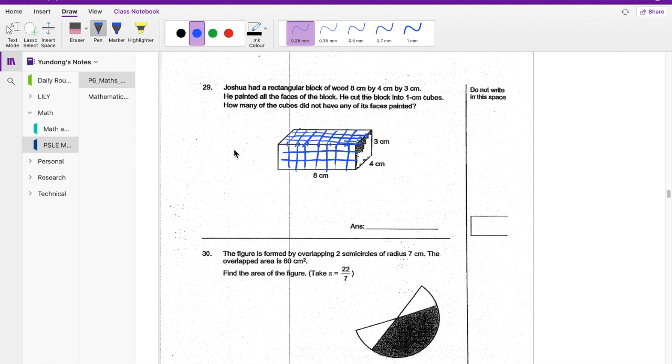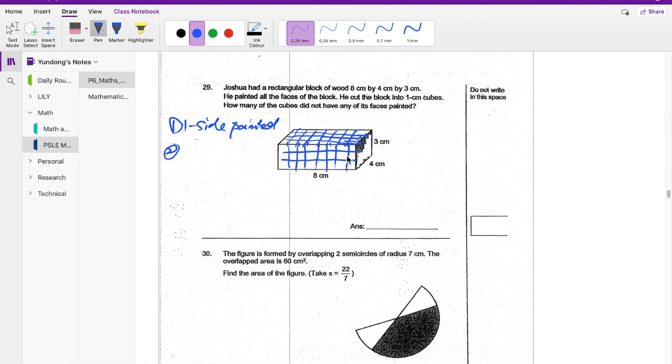So for the painted, there are several situations. First one, only one side painted, right? So we can see on top, right, somewhere in the middle, right? Here in the middle, right? And this side. So for the 6 sides, in the middle, which is one side painted.